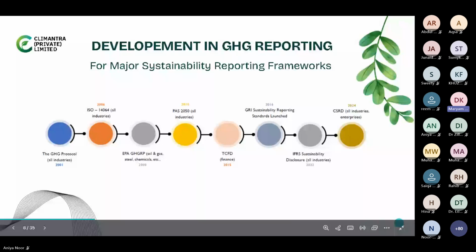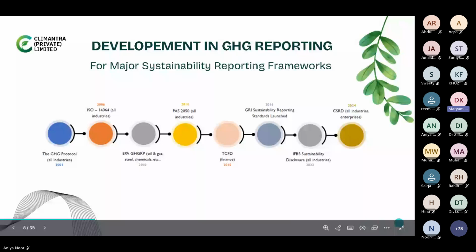Then in 2010, there is PAS 2050, the Publicly Available Specification for assessment of life cycle greenhouse gas emissions, and this framework is particularly for goods and services. Then in 2015, TCFD came, the Task Force on Climate-related Financial Disclosures. After that, GRI, the Global Reporting Initiative, which is worldwide famous, came in 2016. And then in 2022, IFRS, the International Financial Reporting Standards disclosure. This came for all industries.